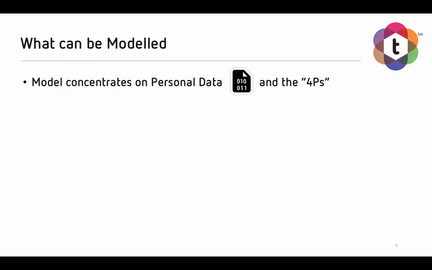Using Privacy Lens, it's possible to model personal data based around what we term as the 4 Ps. These are business processes, which relates to the uses that an organization makes of personal data. The platforms where that data is stored.